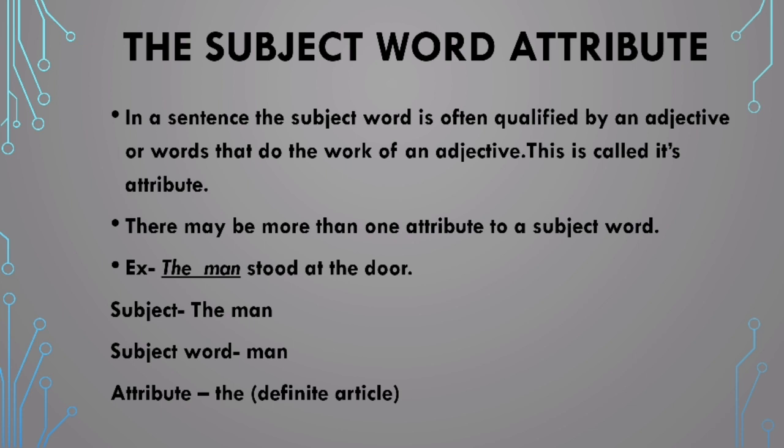Okay, but in this the man, important subject word is man and attribute क्या है इसका? The, जो कि एक definite article होता है. You all know this, that the is definite article and a and an are indefinite articles. This you have studied in your previous class, right? So in this, man is subject word and the is its attribute.